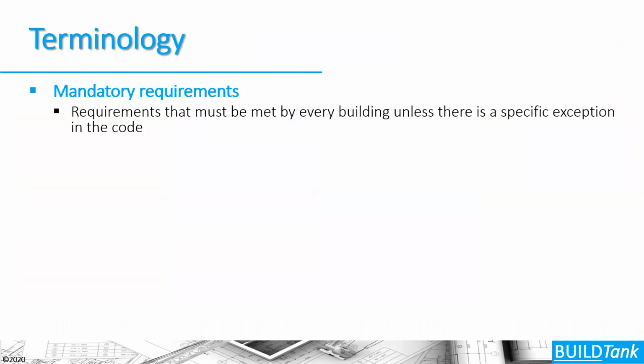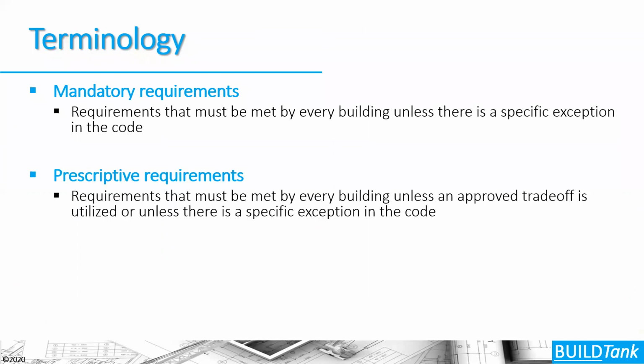And so we're on the same page, let's make sure we defined mandatory and some other things in the code. So first, mandatory requirements are requirements that must be met by every building unless there is a specific exception in the code there. We have these prescriptive requirements, and these are requirements that must be met by every building unless an approved trade-off is utilized or unless there is a specific exception in the code.